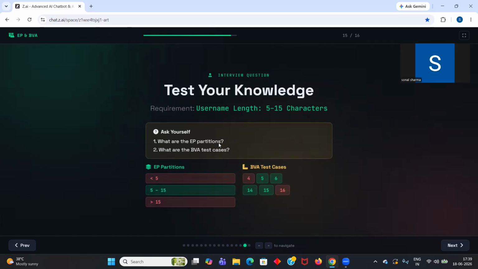So let's reveal the answer. Our EP partitions will be less than 5, 5 to 15, and greater than 15. And our boundary value test cases will be 4, 5, 6, and 14, 15, 16.